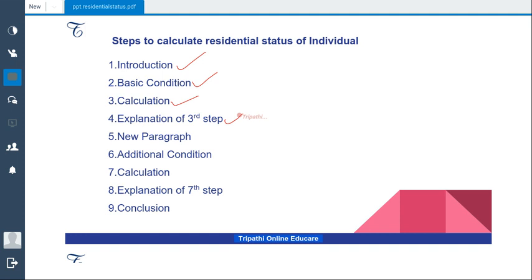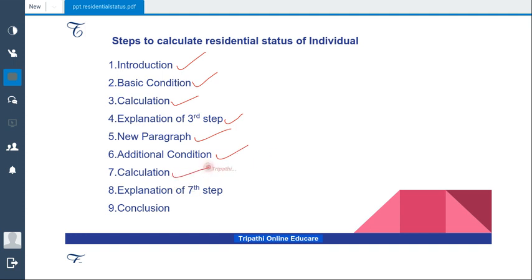Suppose he becomes resident of India, then you will have to go for a new paragraph. Next step. Now here you will have to mention, as he becomes resident of India, now further we will have to find out whether he is resident and ordinary resident, or resident but not ordinary resident. In the next step, you will have to mention both the additional conditions, that is residing 730 days or more in India during 7 preceding previous years, and must be a resident of India in at least 2 out of 10 preceding previous years.